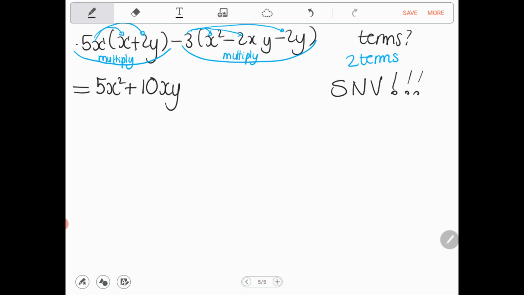And I'm going to move on to the second term. So we're going to do a negative times a positive gives me a negative 3x squared. Negative times a negative gives me a positive 6xy. And again, negative times a negative is a positive. 3 times 2 is 6, and then I have my y. Okay, sign, number, variable each time. And now we check for like terms.